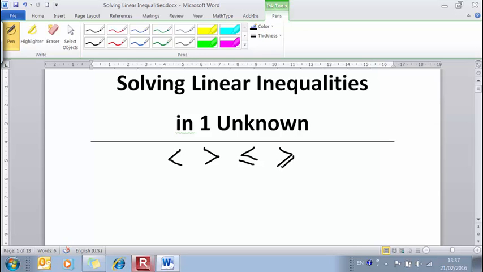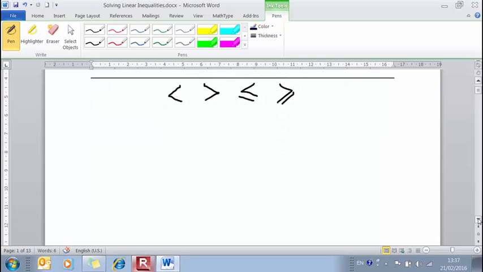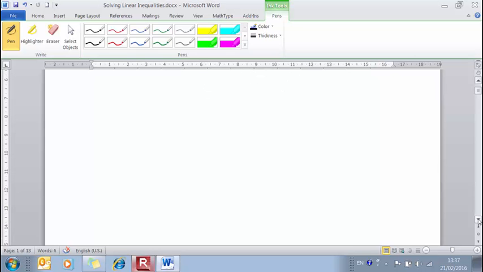One basic rule that you have to remember when you solve linear inequality is to flip the inequality sign when you multiply or divide by a negative number. I will bring you through a few examples in this video. Let us start with a simple example. Example 1.